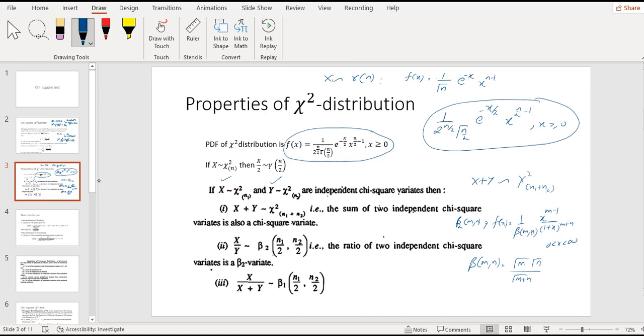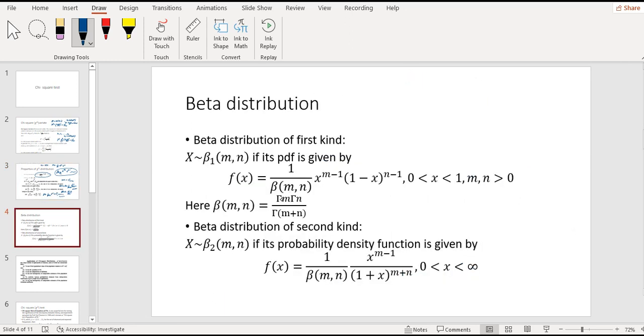And if we take the ratio of one chi-square variate divided upon the sum of the two chi-square variates, it will follow a beta 1 distribution. Its probability density function is given by 1 upon beta mn, x raised to the power m minus 1, 1 minus x raised to the power n minus 1, where x varies from 0 to 1, and m and n are non-negative integers. So here we have written the probability density functions of both the beta 1 and beta 2 distributions.